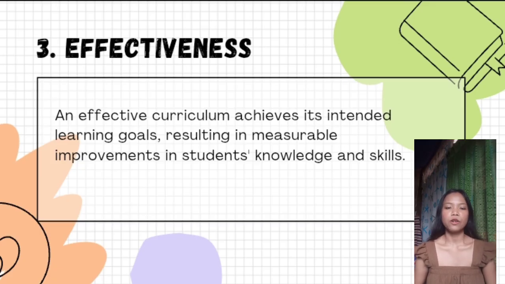An effective curriculum achieves its intended learning goals, resulting in measurable improvements in students' knowledge and skills. So how do we assess effectiveness? We can use various assessment methods like formative and summative assessments, observations, and student feedback. Analyzing the students' performance in these assessments helps us to determine if the curriculum is meeting its objectives. A truly effective curriculum leads to demonstrable learning gains.